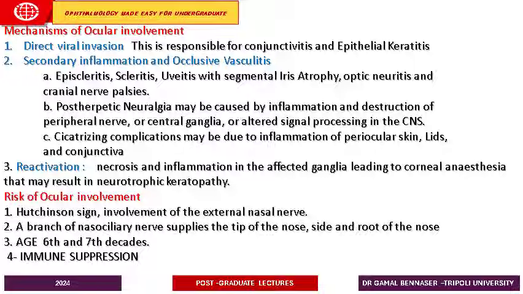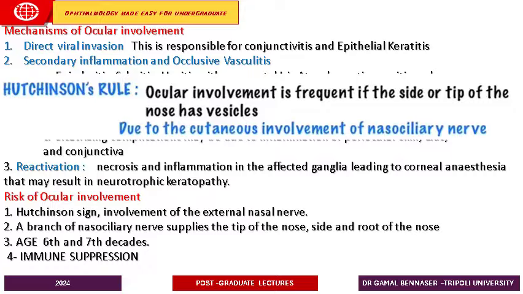Now, the direct invasion is responsible for conjunctivitis and epithelial keratitis. The occlusive vasculitis is responsible for episcleritis, scleritis, uveitis, and also segmental atrophy and scalloping-shaped appearance of the iris, optic neuritis and cranial nerve palsies. Also, post-herpetic neuralgia is partly due to the occlusive vasculitis, due to ischemia of the peripheral nerves, and also cicatrization and complications due to inflammation of the periocular skin, the lid and the conjunctiva. So all these are due to secondary inflammation associated with the virus itself.